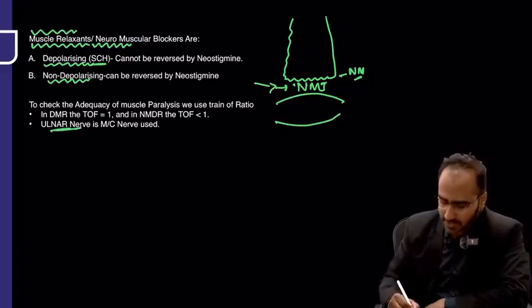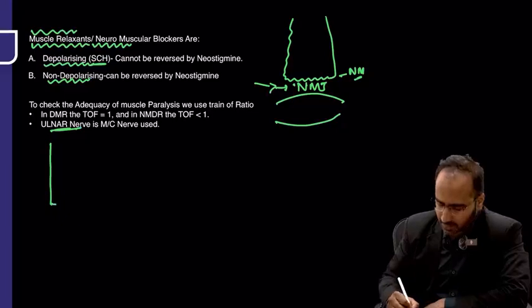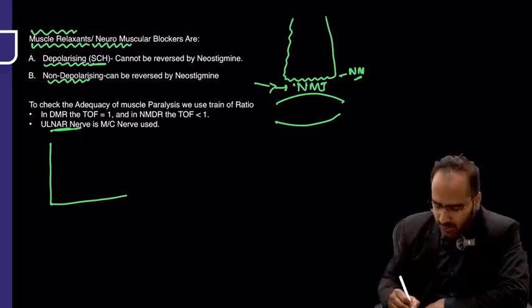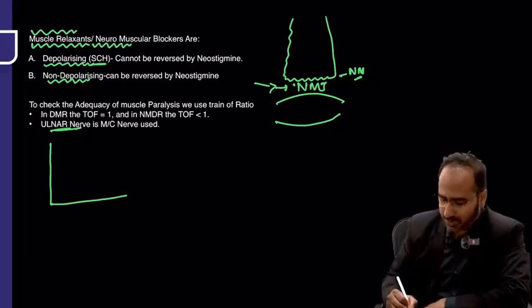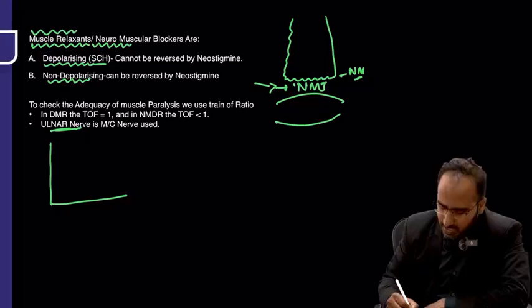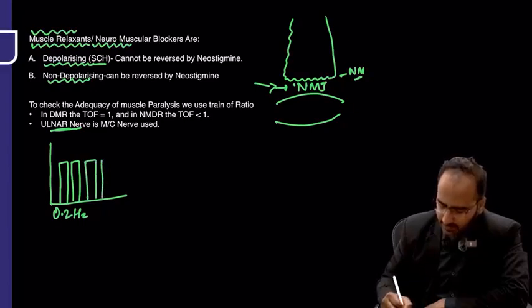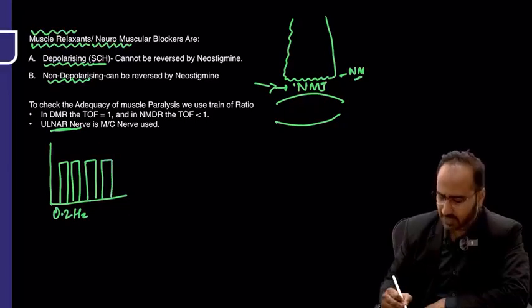Just look over here, guys. In train of 4, after applying the electrodes, you give 4 twitches with a 2 second gap. Each twitch is of 0.2 hertz. After giving the first twitch, you take a 2 second gap and give the second twitch. Then you give the third twitch. You will get this thing. Then you give the fourth twitch. You will get this response.